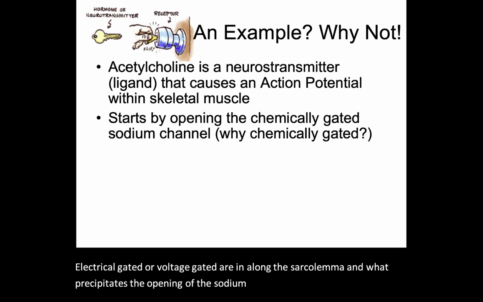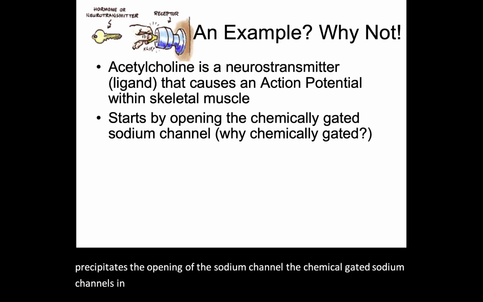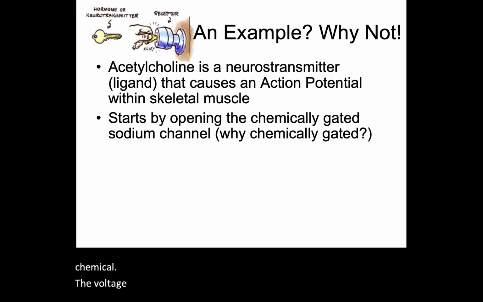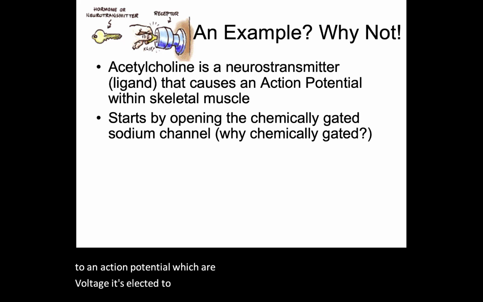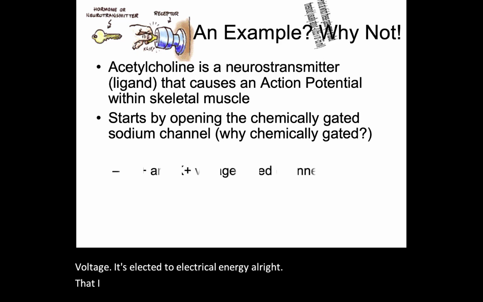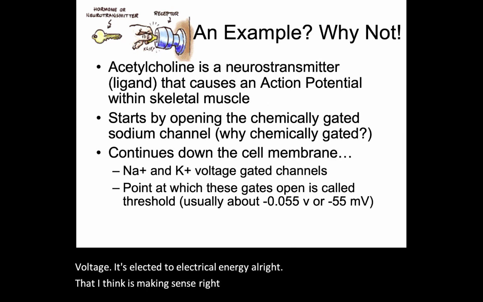The chemical gated sodium channels in the junctional folds are opened by a neurotransmitter. It's a chemical. The voltage gated sodium channels along the sarcolemma are opened due to an action potential, which is voltage. It's electrical energy. All right, so that, I think, is making sense to everybody, hopefully.